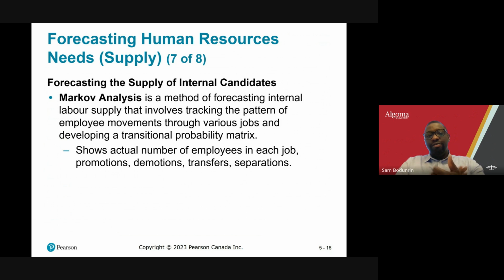Now we also have another tool called Markov analysis. It's a way of forecasting labor supply and movement of people within the organization. It tracks the pattern of people, the number of people that have been promoted or transferred, their location, what they were doing before, what they are doing now, and it shows in a probability matrix the number of employees and how they move around within the organization.